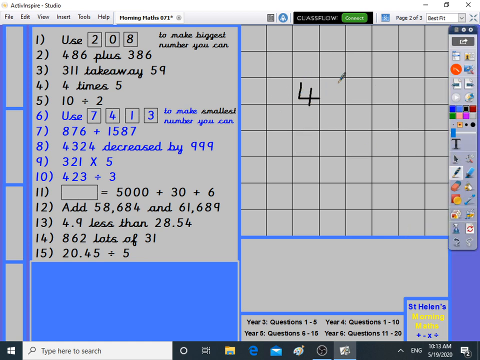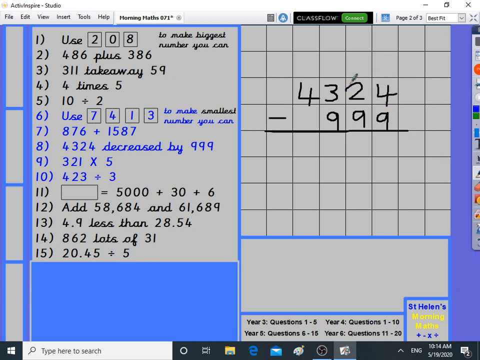What does decreased mean? Well, you can probably guess because question 8 is always take away. But hopefully you'll start to learn these words, that decreased means take away. 4,324 take away 999. Let's have a look at this one. Lots of borrowing because there's 9s on the bottom. So that means lots of borrowing.